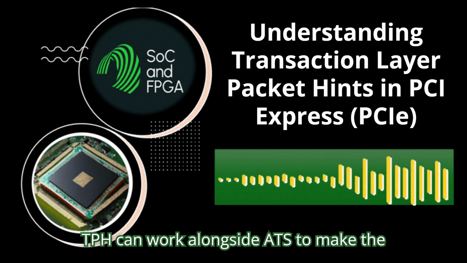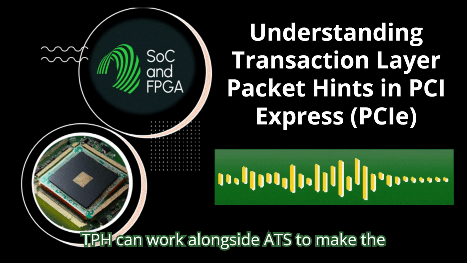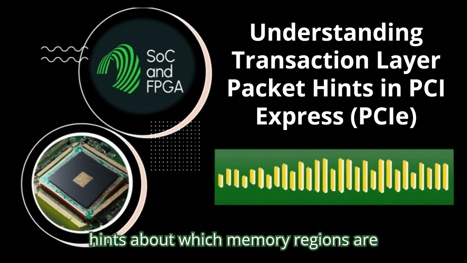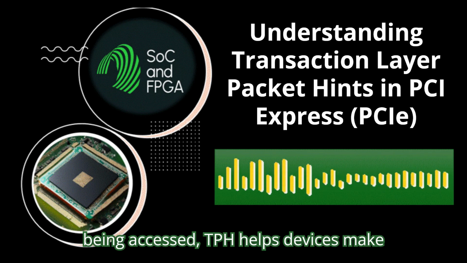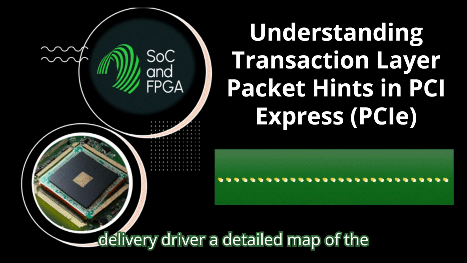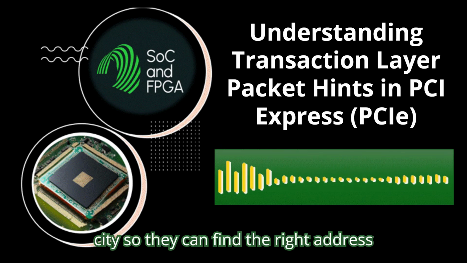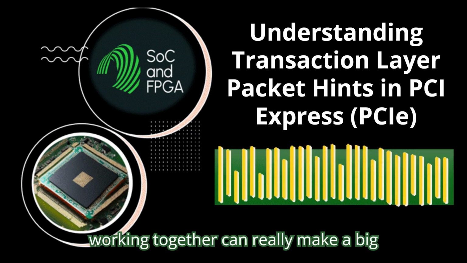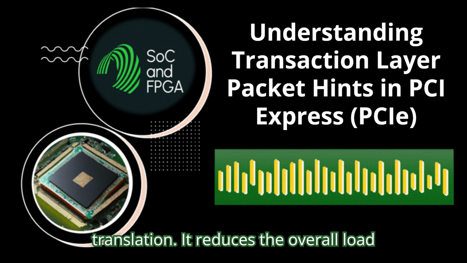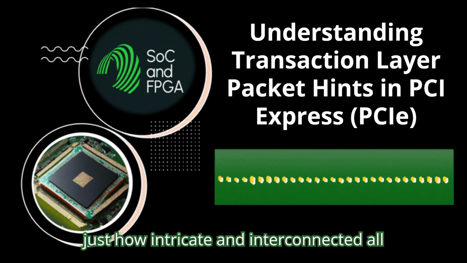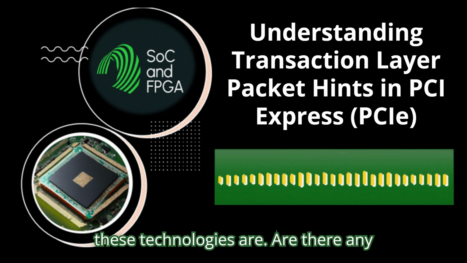Exactly. And TPH can work alongside ATS to make the whole process even smoother. By providing hints about which memory regions are being accessed, TPH helps devices make better decisions about address translation. It's like giving the delivery driver a detailed map of the city so they can find the right address faster. Perfect analogy. TPH and ATS working together can really make a big difference in the efficiency of address translation. It reduces the overall load on the system. I'm starting to appreciate just how intricate and interconnected all these technologies are.